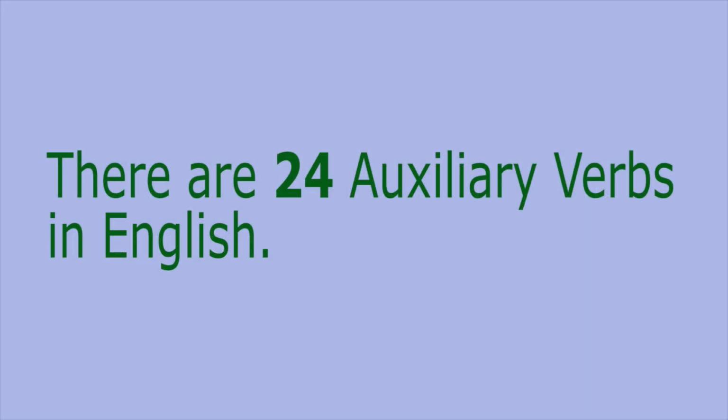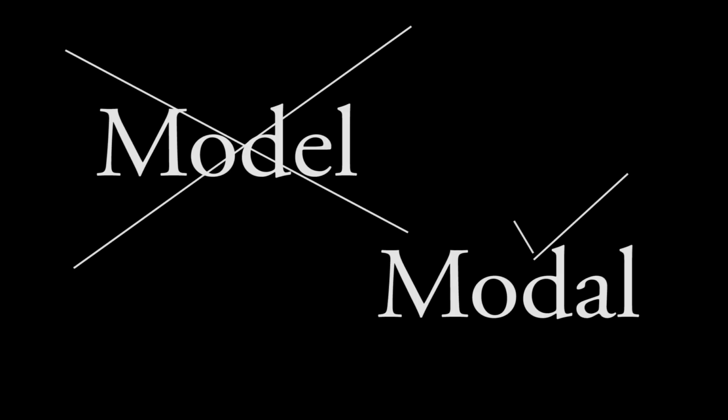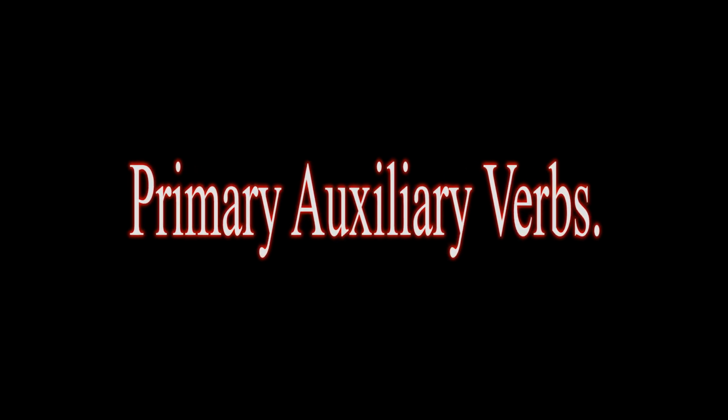There are 24 auxiliary verbs in English. And these 24 auxiliary verbs can be classified into two: primary auxiliary verbs and modal auxiliary verbs. It's not modal, but it is modal. M-O-D-A-L. There are 11 primary auxiliary verbs and 13 modal auxiliary verbs. Primary auxiliary verbs. Let's learn.